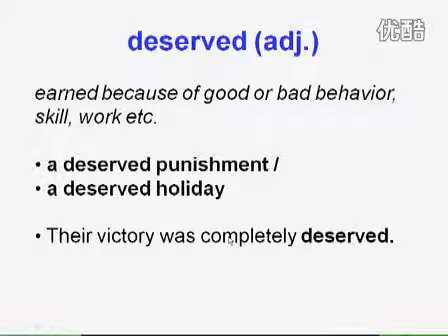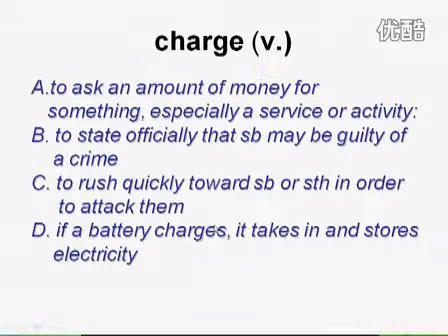Charge. Now here, charge has many meanings. The first one is to ask an amount of money for something, especially a service or activity. Second, to state officially that somebody may be guilty of a crime. Third, to rush quickly towards somebody or something in order to attack them. Number 4, if a battery charges, it takes in and stores electricity. Okay, please bear them in your mind.